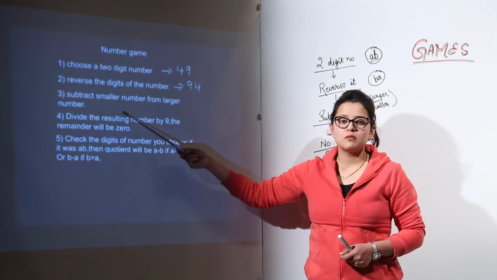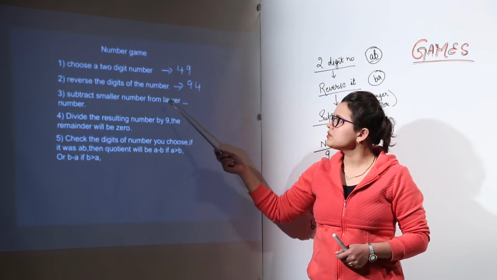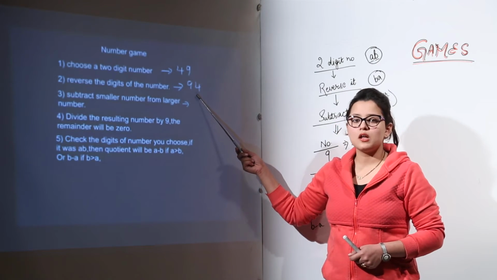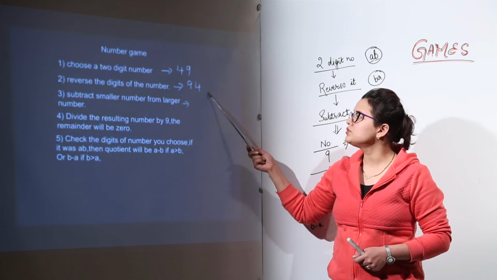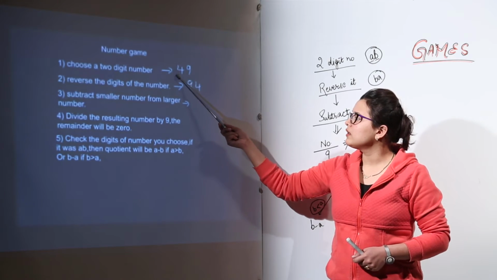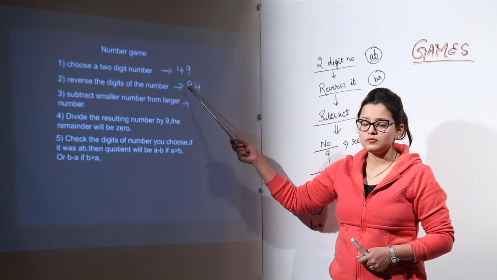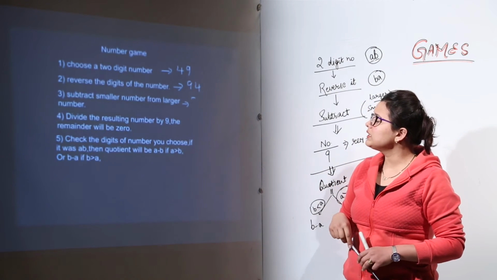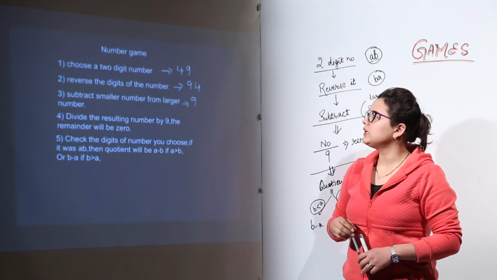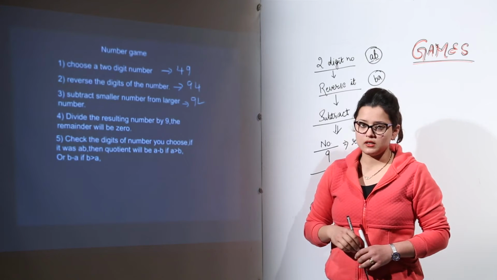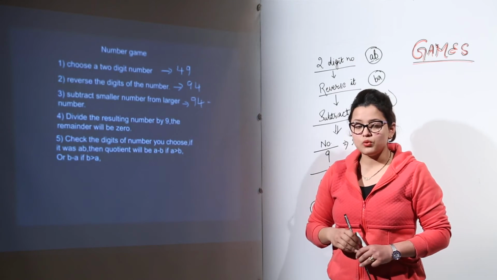So as the third step is instructing us, we have to subtract the smaller number from the larger number. That means we are going to subtract 49 from 94. Let us do that. When doing that, if 94 minus 49 is done, what is the answer that we are going to get?